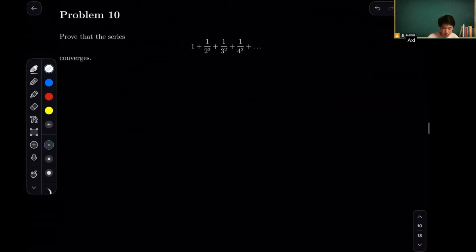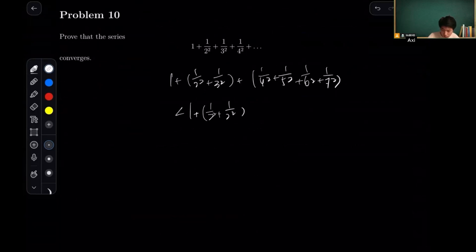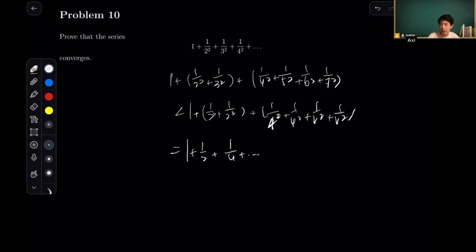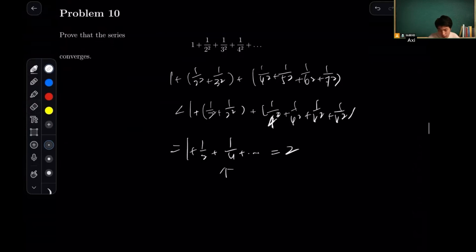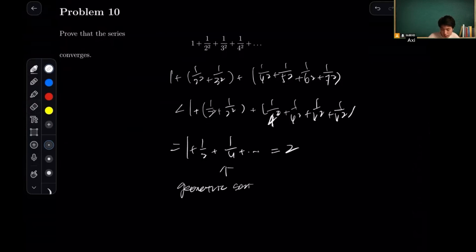Try to prove this. This thing surprisingly converges, and try to again use grouping to prove that it actually converges. Well, in this case, we group like this, which is less than 1 plus a sum of 1/4 and a sum of 1/16, which is equal to 1 plus 1/2 plus 1/4, etc. Now this thing is convergent because it is always less than 2. Or to be exact, when it reaches infinity, it is exactly equal to 2. Because this thing over here is simply a geometric series. And by plugging in the formula, we know it is 2.